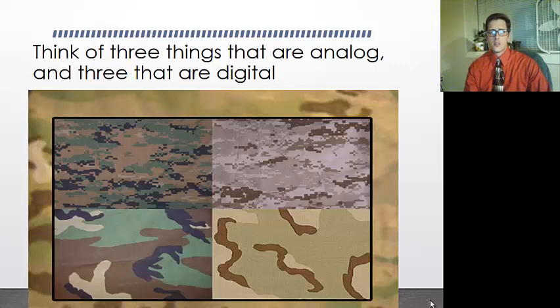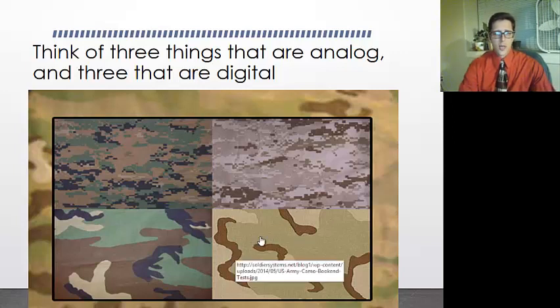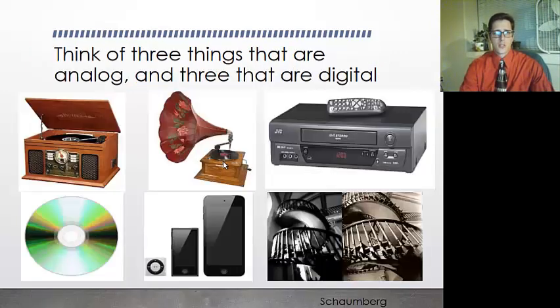Okay, we did ask you to think of 3 things that are analog and 3 things that are digital. I talked about my friend who was in the military and noticed the camouflage just changed. It changed to a pixelated camouflage instead of what was a more analog approach, which was below here. You can see these are both analog approaches, and this is a pixelated or digital camouflage. We need to think of the 3 things that are analog and 3 things that are digital.